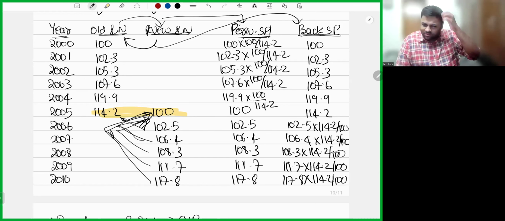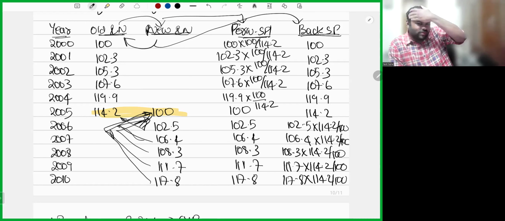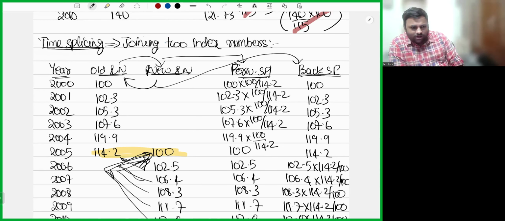Okay. Not that important for the examination. If you don't look into this before the examination also, it's fine. I don't know, from past 20 years, 24 years, never they have asked time splicing. Time splicing means old index numbers will come and merge with new index numbers. That's called as time splicing. Or new index numbers go and merge with old index numbers. You are joining two index numbers. That is called as splicing. Slicing means you will cut. Splice means you will join.